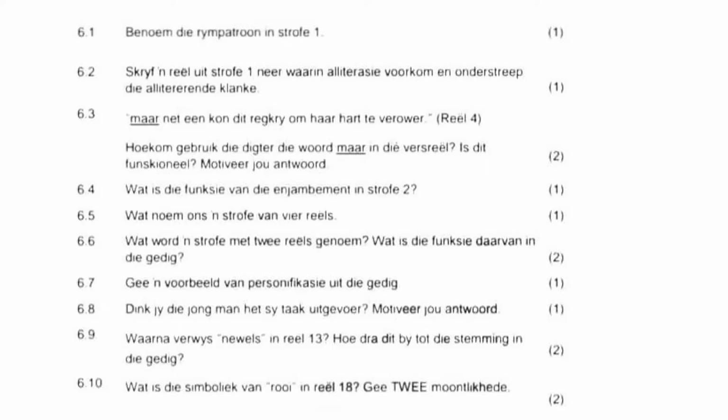6.1. Benoem die rympatroon in strofe 1. So you have to benoem it, so you have to name it. In strofe 1 we have paar rym. When they ask you to benoem it, they want you to name it. So we have paar. What is paar rym? Just to show you, it's AABB. It's paar. It's in pairs.